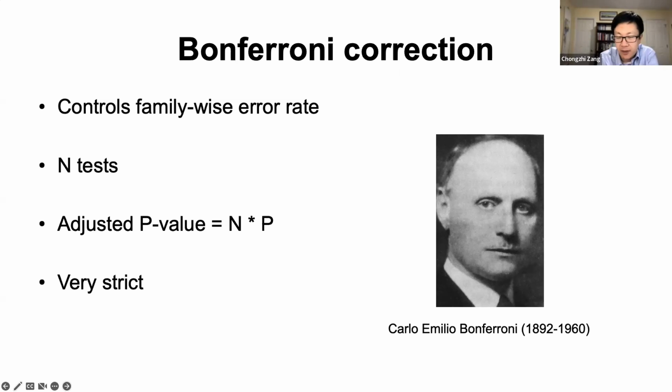So again, Bonferroni correction is a very strict way. Regardless of what the original p-value is, we just multiply it by n, the number of tests. For example, if we have 100 tests, the original p-value of 0.05 will definitely no longer be significant. Originally we need to have 0.0005 to be as significant as 0.05 after multiplying by 100.